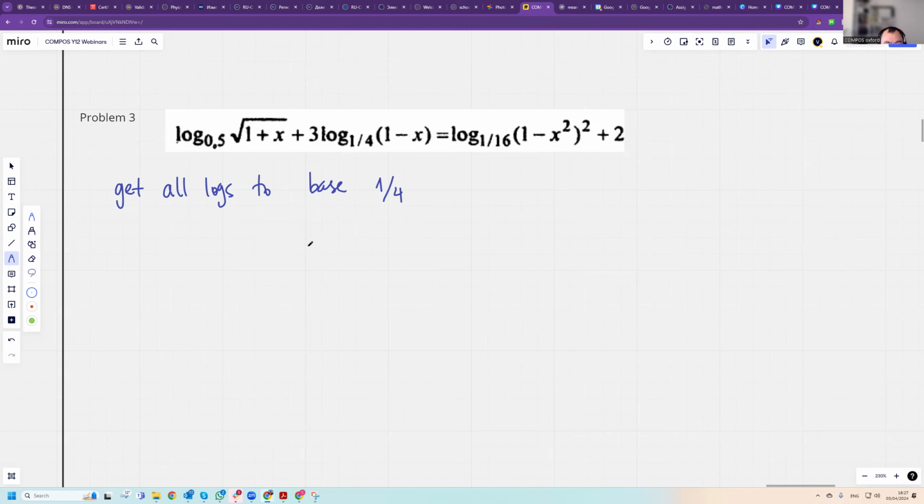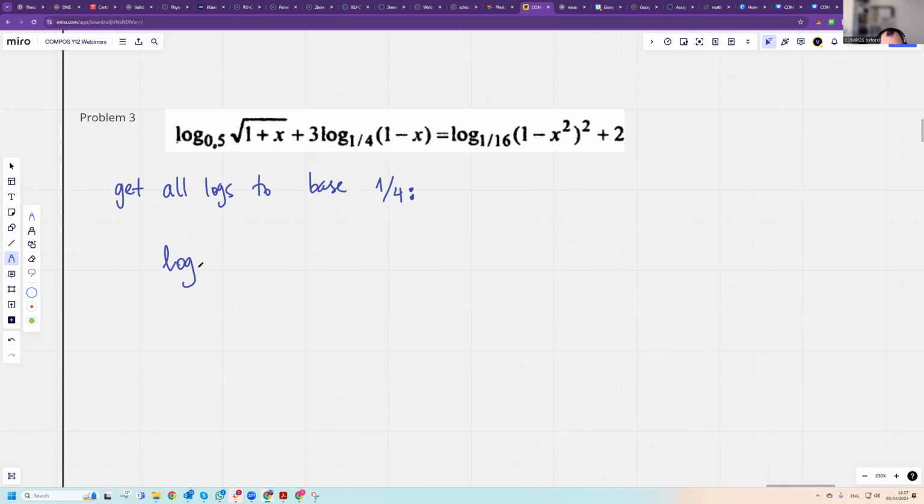So what can you do here? Well, you can go to base a quarter. There are two ways of doing it: the clever way and the brute force way. Let's try to do it the clever way first. Oh, it's clever-ish.